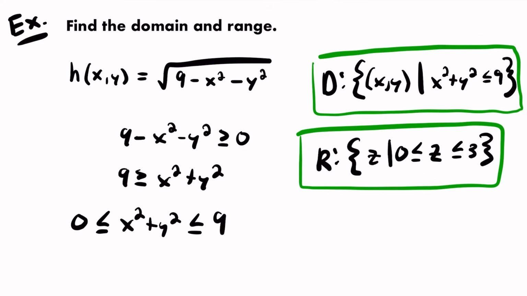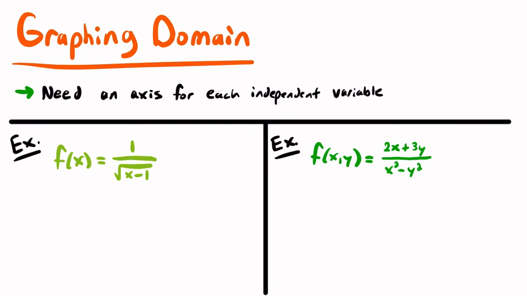And so hopefully these last few examples gave you a good feel for how we find the domain and range of a multivariable function. But now I want to focus a little bit more on the domain, specifically how do we graph the domain for a multivariable function. This is something that can be helpful from time to time, especially later on in Calculus 3, so you do want to become familiar with graphing the domain of a multivariable function.